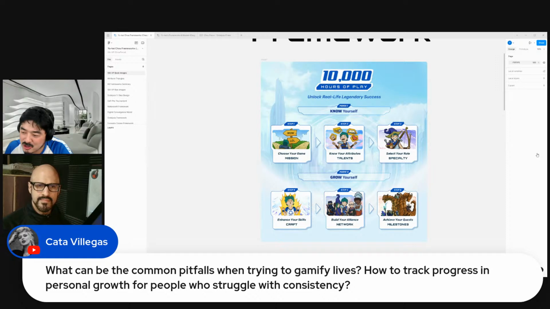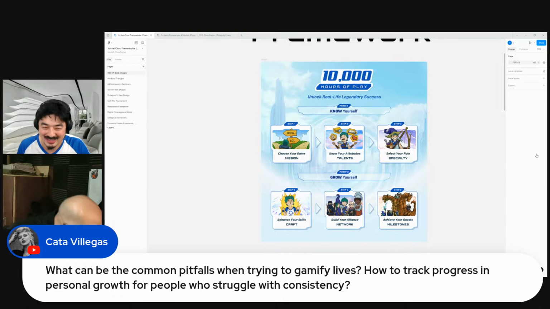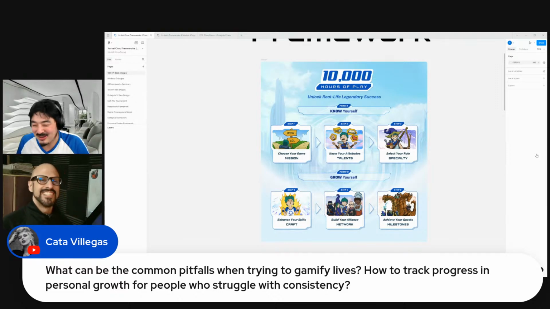How to track progress and personal growth of people who struggle with consistency. And this is what I said: when you have the right game and the right role and the right quest, people are consistent because it's fun. When I gamify my life, I don't want to spend a second leaving it. You just want to spend all your time on it.